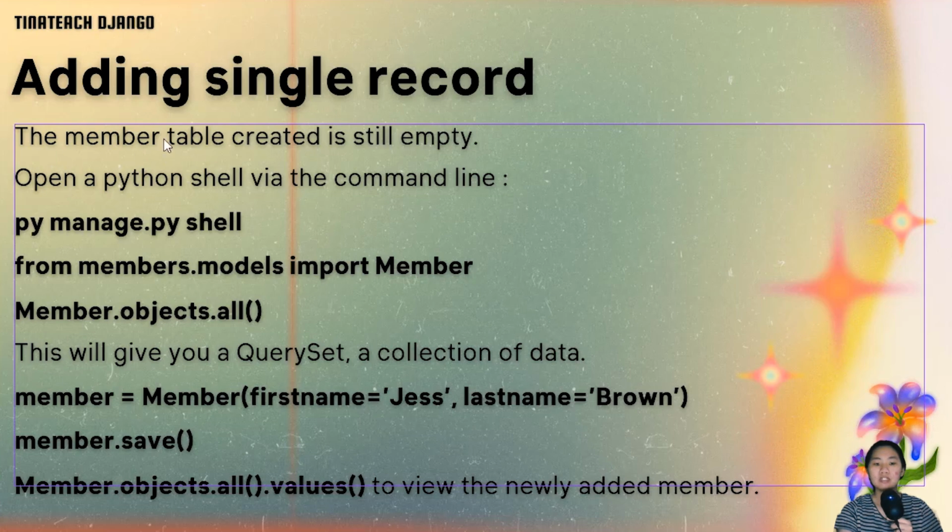And the member table that we created in the previous lesson is still empty. So obviously in this lesson we have to add some data into it so we can display it in our command prompt and see how it is.